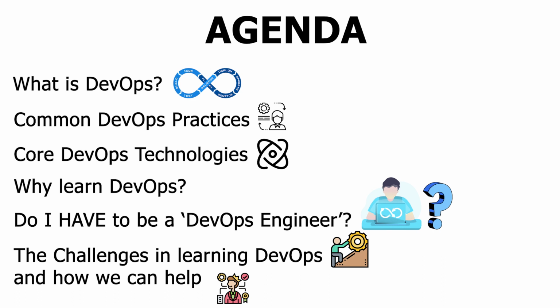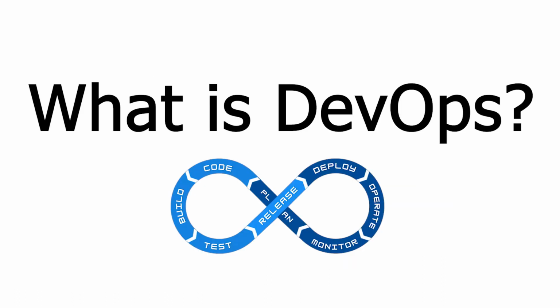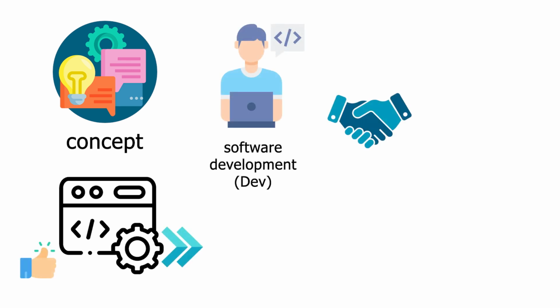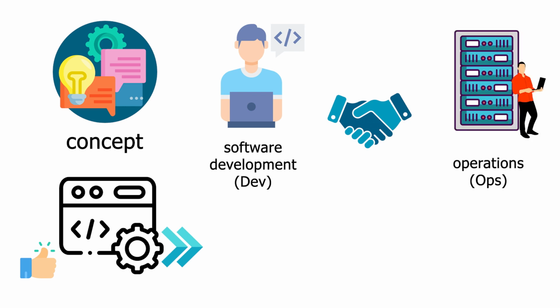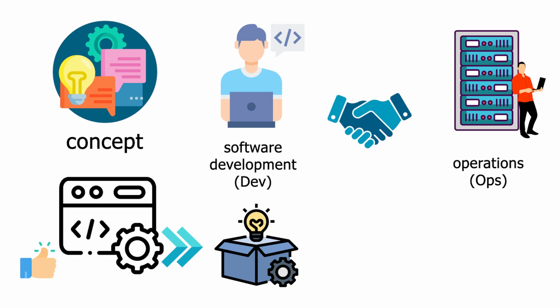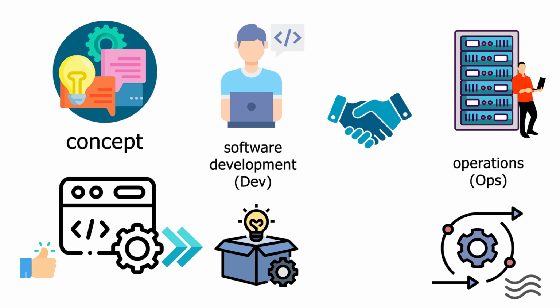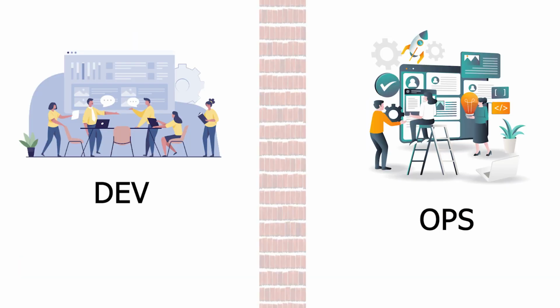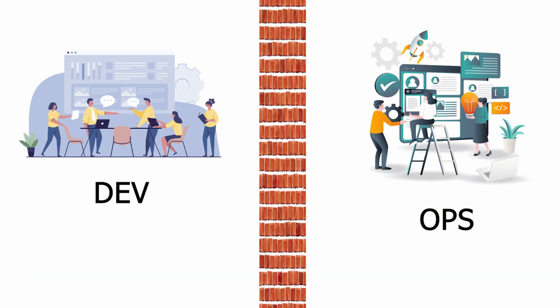First things first, what actually is DevOps? DevOps is a concept aimed to deliver better software faster by uniting software development and operations. The dev team is responsible for product development, whereas the ops team is responsible for running the systems smoothly. Traditionally, these teams have worked separately with conflicting interests.